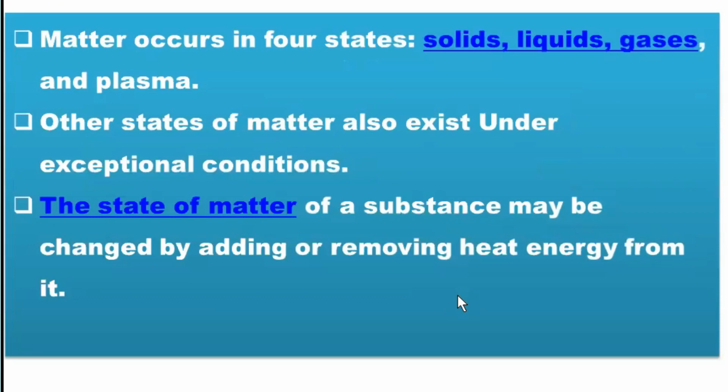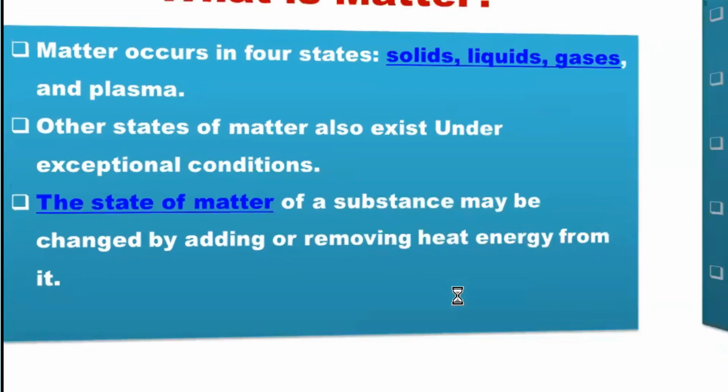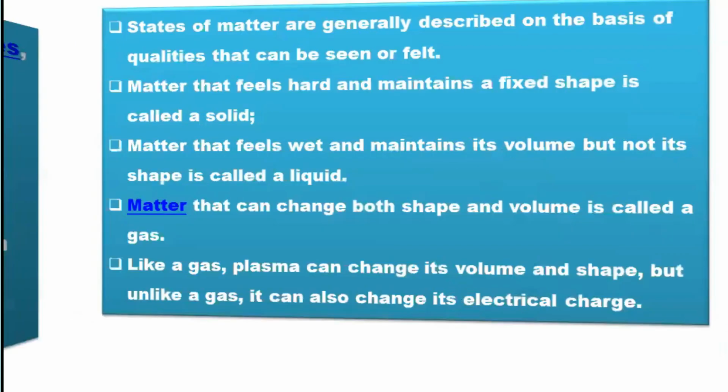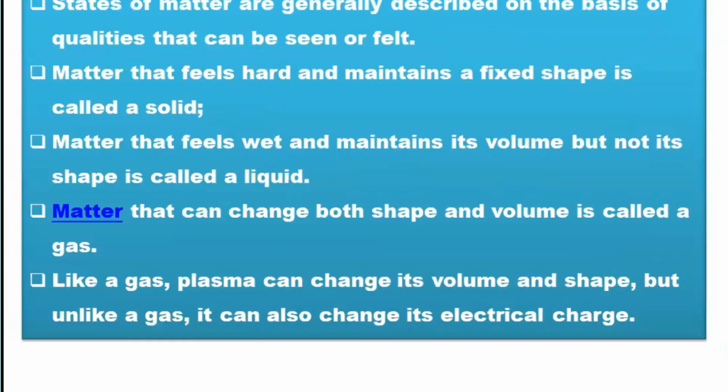Matter occurs in 4 states: solid, liquid, gas, and plasma. There are also other states of matter in exceptional conditions. The state of matter of a substance may be changed by adding or removing heat energy from it. States of matter are generally described on the basis of qualities that can be seen or felt.